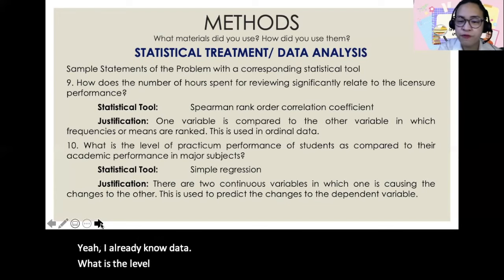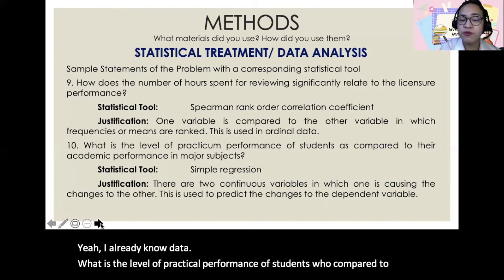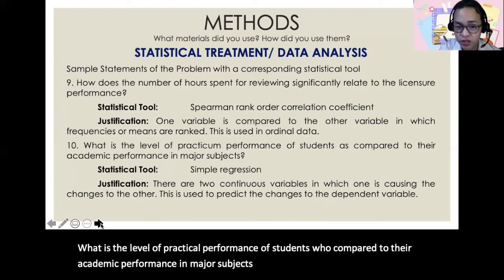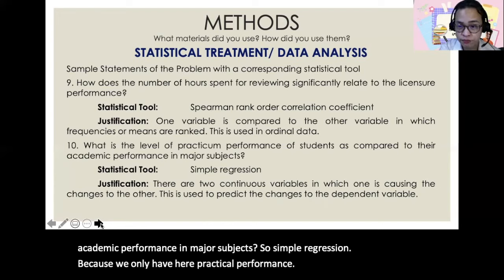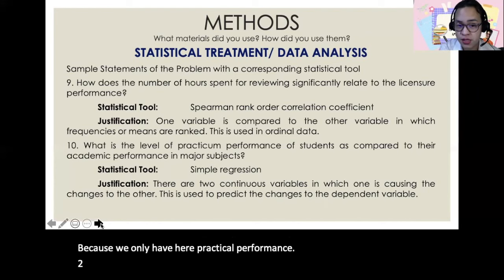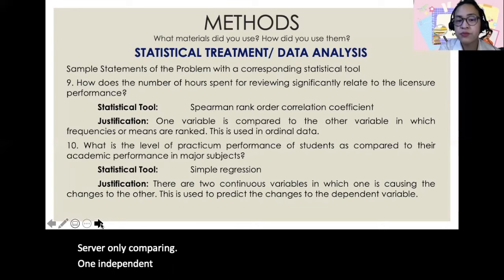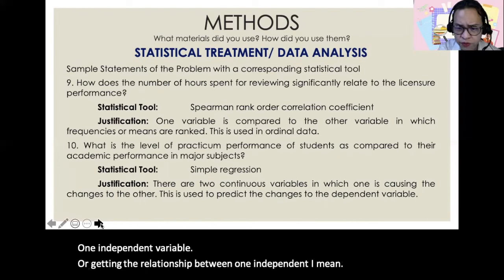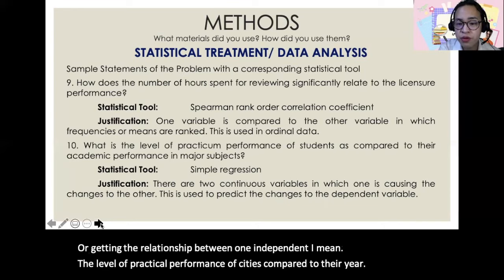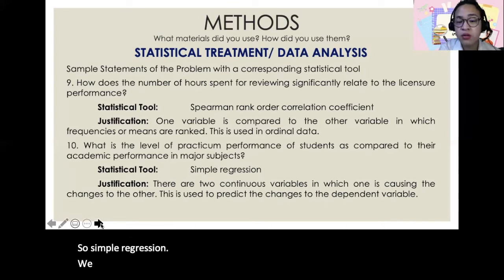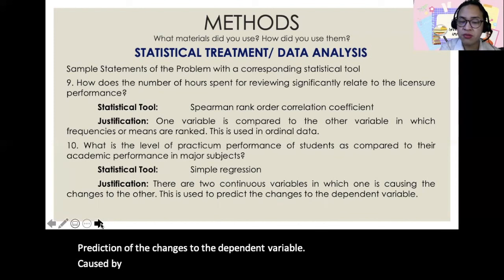What is the level of practical performance of students compared to their academic performance in major subjects? So simple regression, because we only have here practicum performance to academic performance in major subjects. So we're only comparing one independent variable, or getting the relationship between one independent variable. So simple regression. We have here prediction of the changes to the dependent variable caused by the independent variable, one independent variable.